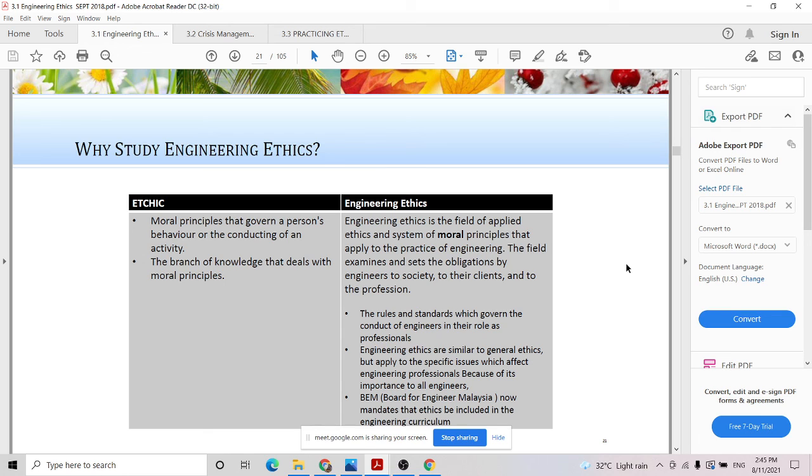Why do we need to study ethics? Ethics is a moral principle that governs a person's behavior or the conducting of an activity. When we talk about engineering, engineering ethics is a field of applied ethics and a system of moral principles that apply to the practice of engineering. So it's not so much a difference but more the similarity.